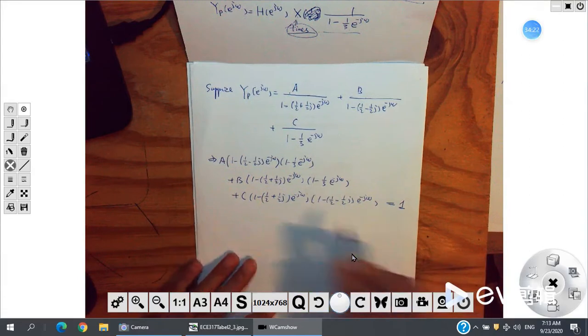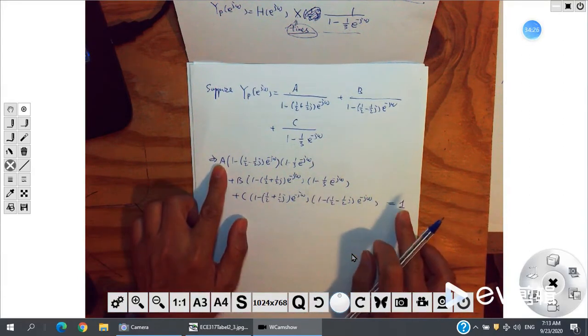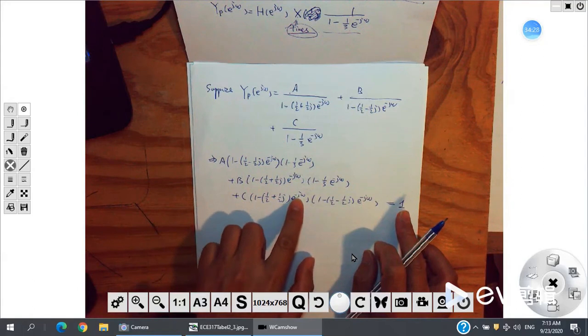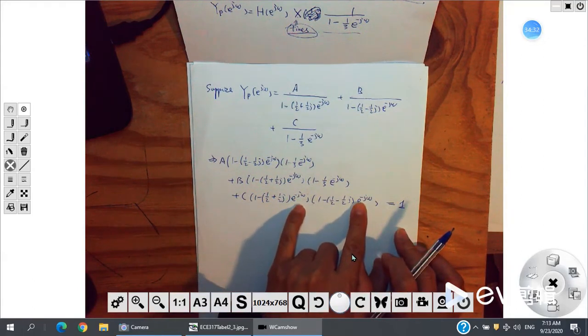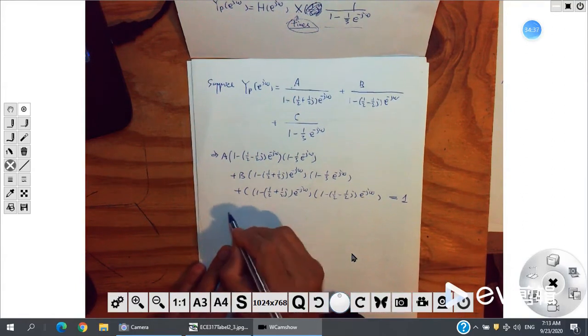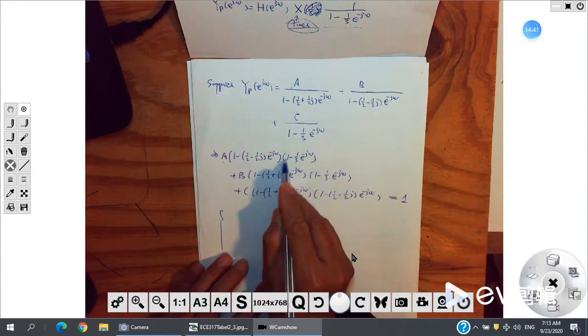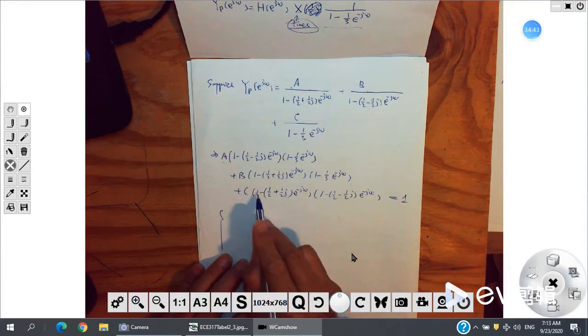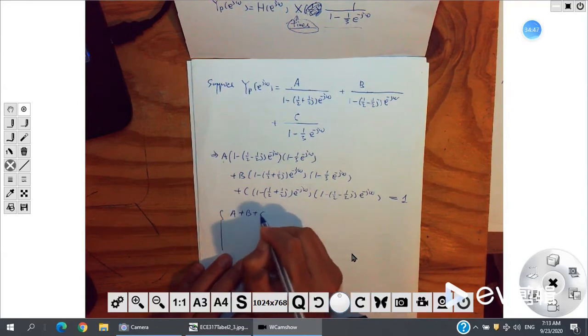Okay, now we compare both sides. We want the constant must be 1, the term with e to the j omega must be 0, the terms with square of e to the j omega still be 0. So we have constant term a times 1 times 1, b times 1 and 1, c times 1 and 1. So that is just a plus b plus c equal to 1.